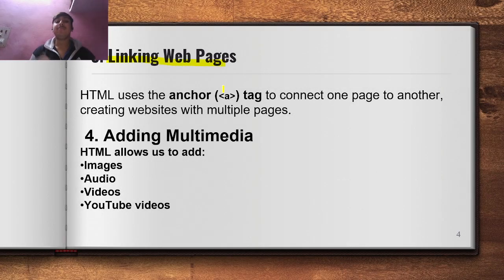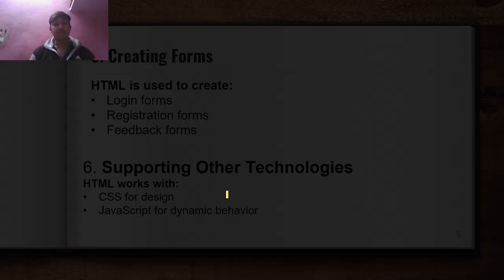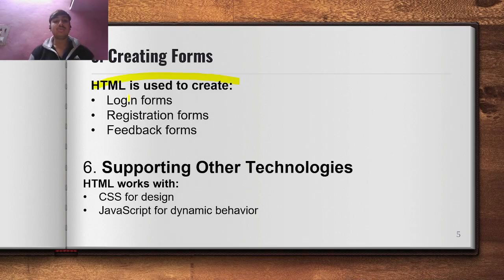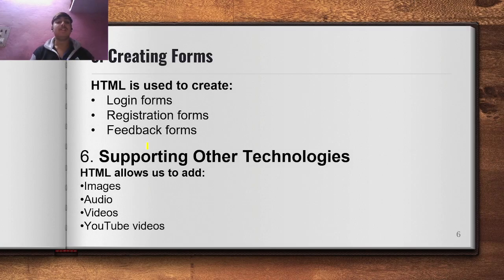Linking web pages. If you want to link web pages, we use the tag called the anchor tag. Always remember the tags come between the greater than and less than signs, and closing tags always begin with a forward slash and then the tag name. I will show you practically adding multimedia like images, audios, videos, YouTube videos, etc. Creating forms: HTML is used to create login forms, registration forms, feedback forms, and many other types of forms. Supporting other technologies like CSS for designing and JavaScript for dynamic behavior and logic.